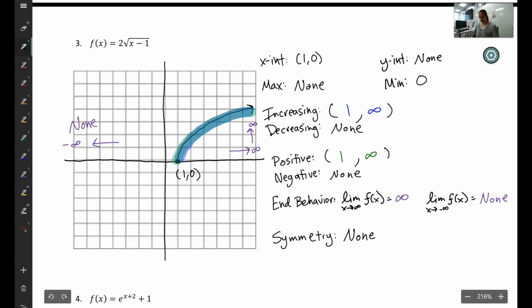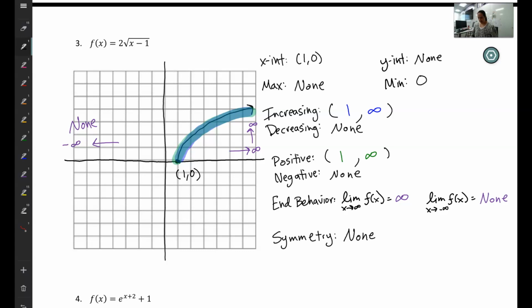Okay, check how you did. X-intercept, no y-intercept, no maximum. This one might have been a little tricky. We do have a minimum right there. It's the smallest point on that graph, that is a minimum. Y value is 0, so 0. Increasing the whole time from 1 up, no decreasing. Positive the whole time from 1 up, no negative.